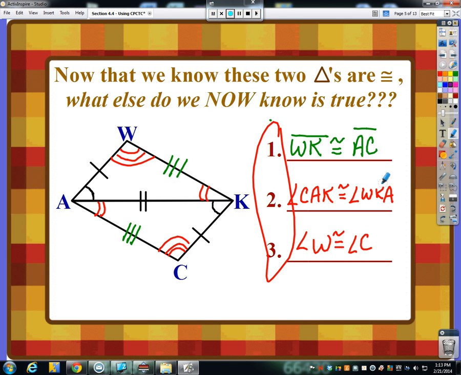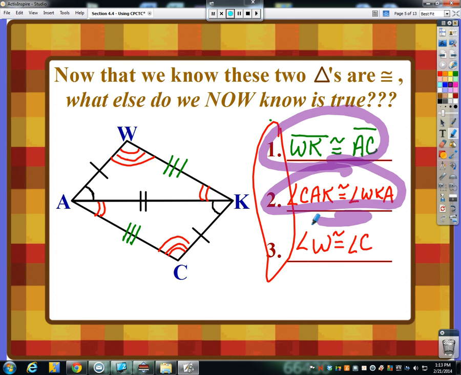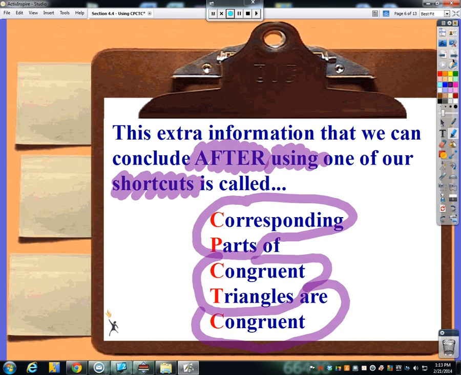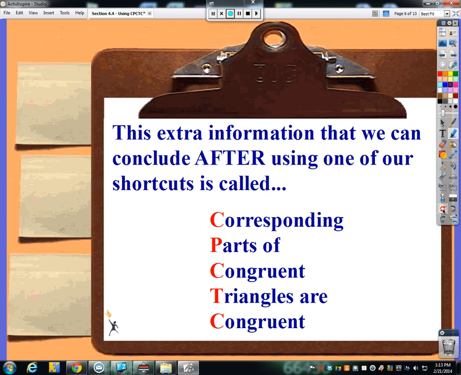So when we came back here, we said, hey, these two triangles are congruent by side angle side. So these corresponding parts are now congruent. These corresponding parts are now congruent. And these corresponding parts are now congruent. That's CPCTC. Okay, so for every triangle problem we do, there's typically going to be 3 sets of CPCTC information.